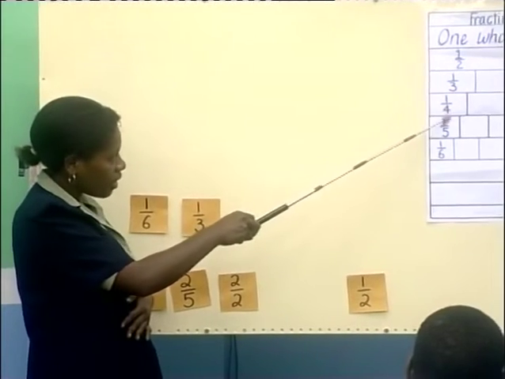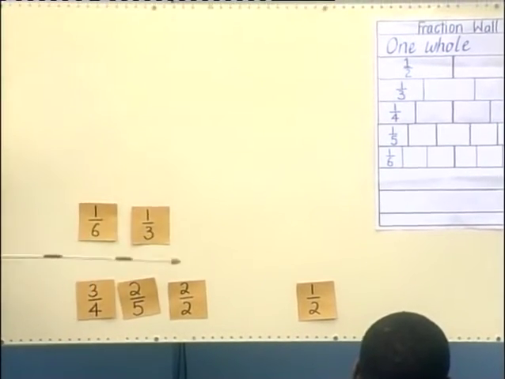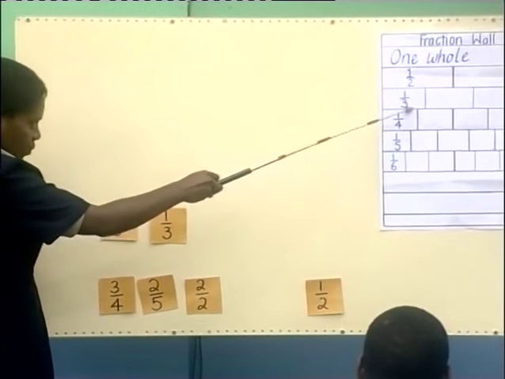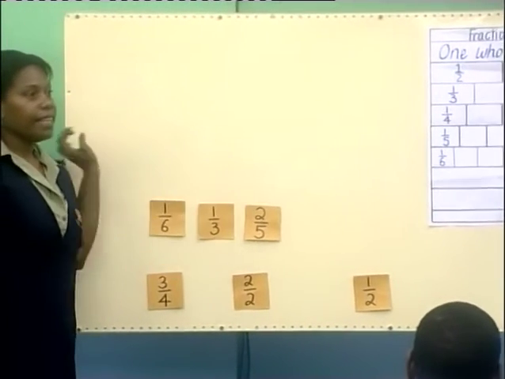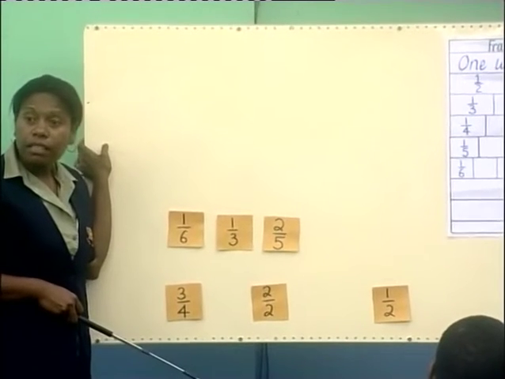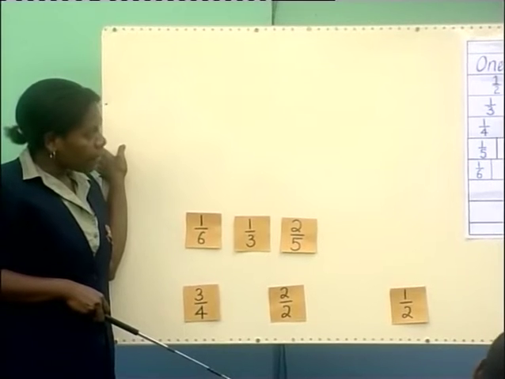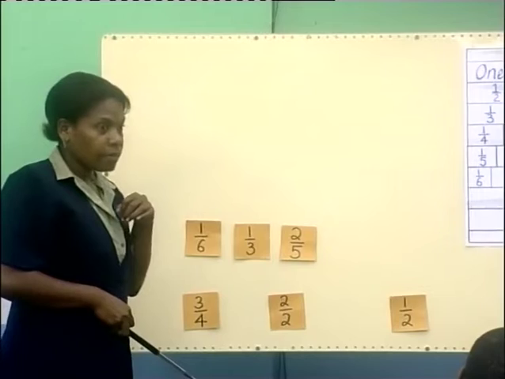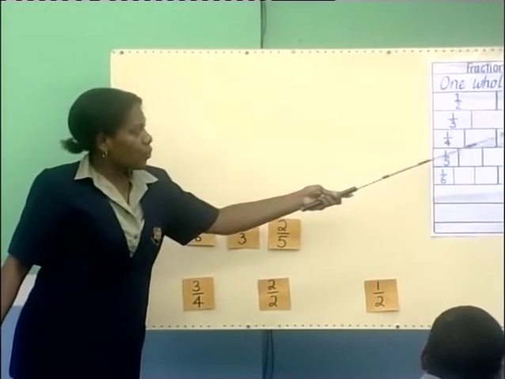After 1/3, receiving students, 2/5. So you have 1, 2. 2/5 is bigger than 1/3, so 2/5 comes after 1/3. Now, what do you have after 2/5? 3/4 or a half? Yes, a half. We have 1, 2, 3.